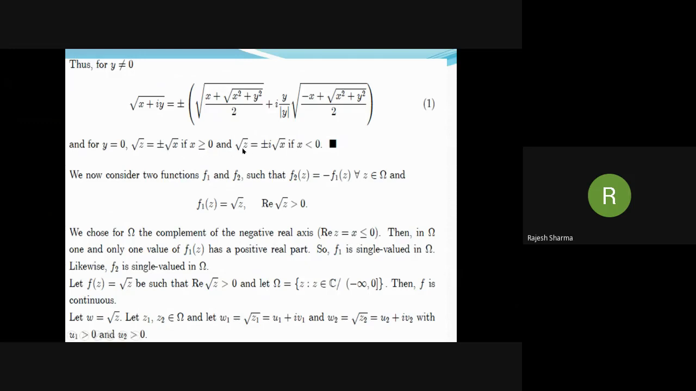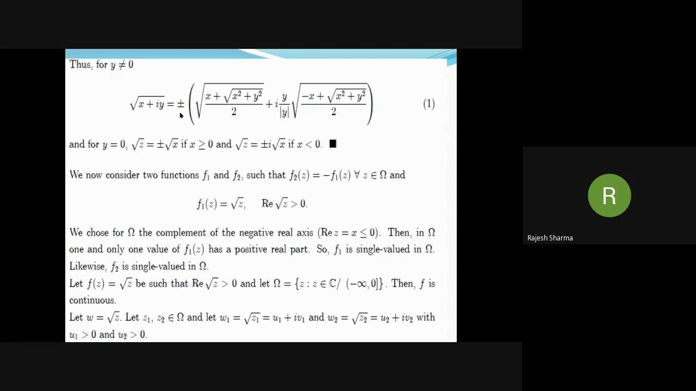And when x is less than 0, root z is plus or minus iota root x. So the square root of a complex number is also complex. And in general, since there is no order relation among the complex numbers, we cannot distinguish between the positive square root and the negative square root. We can, however, distinguish between the upper and lower, positive and negative sign in 1.